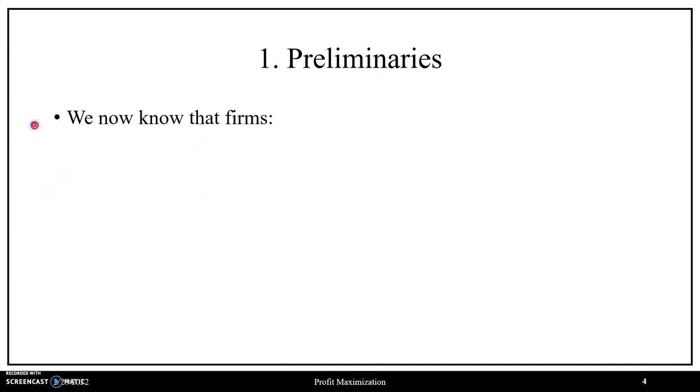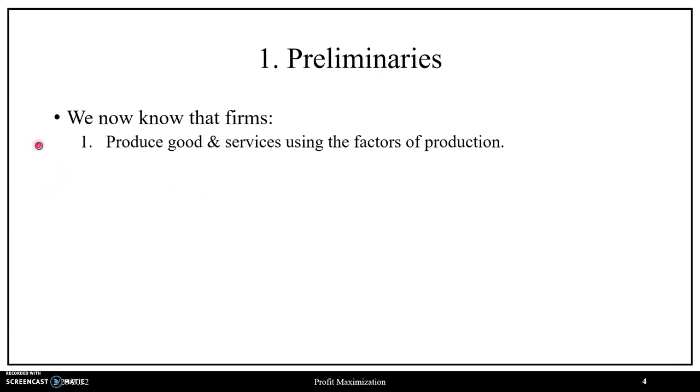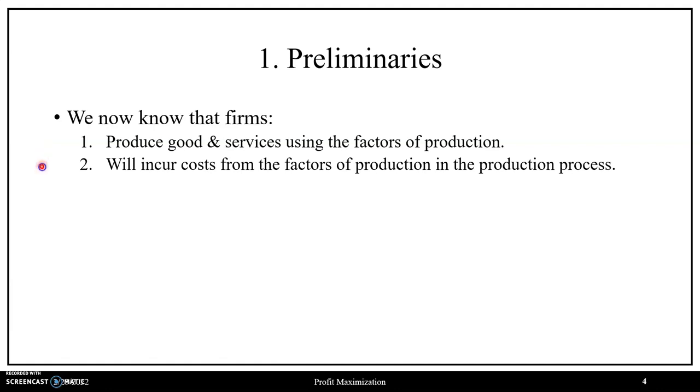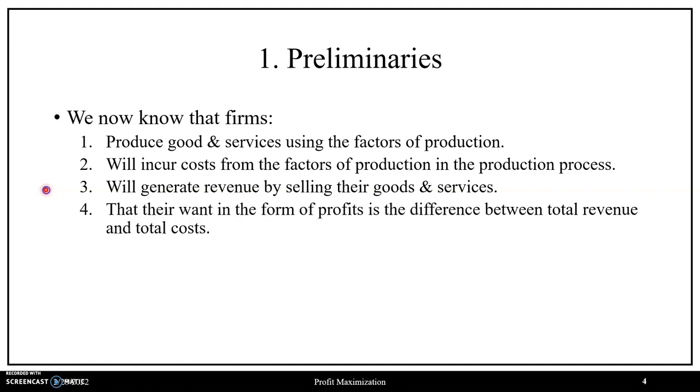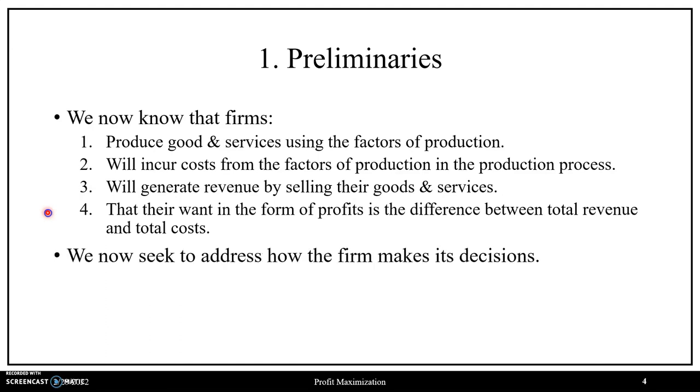Beginning with our preliminaries, we so far know that firms will produce goods and services, and when they produce those goods and services, money will flow out of the firm in the form of costs, and with those goods and services that they produce, they can sell them at a particular price point and have money flow into the firm in the form of revenue, where the difference between revenue and costs will be profits for the firm, where we know that profits are the overall want for the firm. So with this information, we now seek to address how the firm makes its decisions.